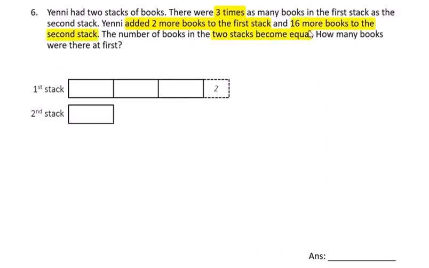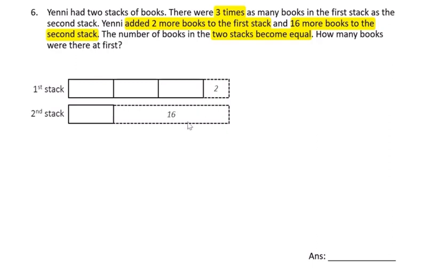But then, take note of this, even when you add 16 more books to the second stack, the number of books in the 2 stacks will become equal. So that means the 16, I will have to dot all the way till where the ending of the first stack is, because after Yenny added these books in, the 2 stacks will become equal. Okay, so how many books were there at first?